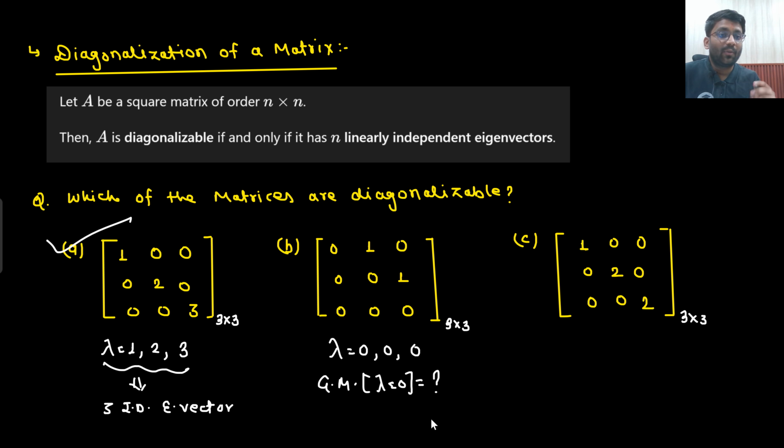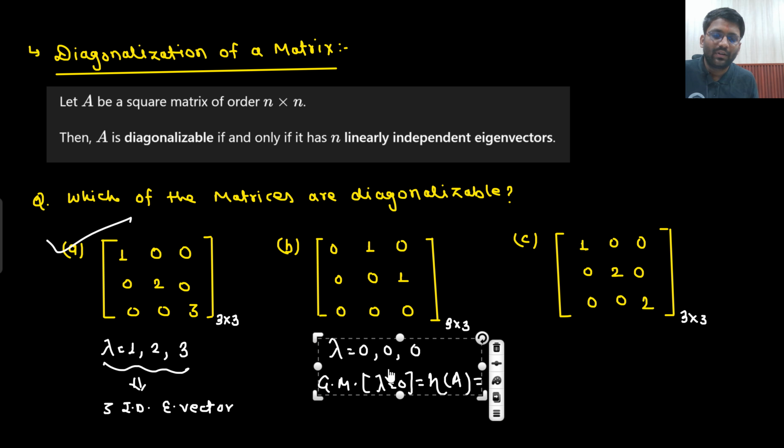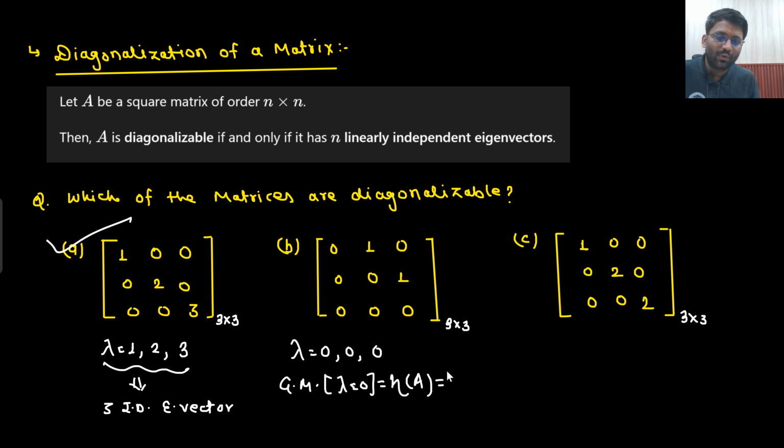Because I will get to know how many independent eigenvectors I am having. So what is the geometric multiplicity of lambda equals 0? That is equal to the nullity of A. And is it in the row echelon form? Yes sir, it is in the row echelon form. So what will be the nullity of A? If it is in the row echelon form, then what is its rank? The 2 non-zero rows are there.